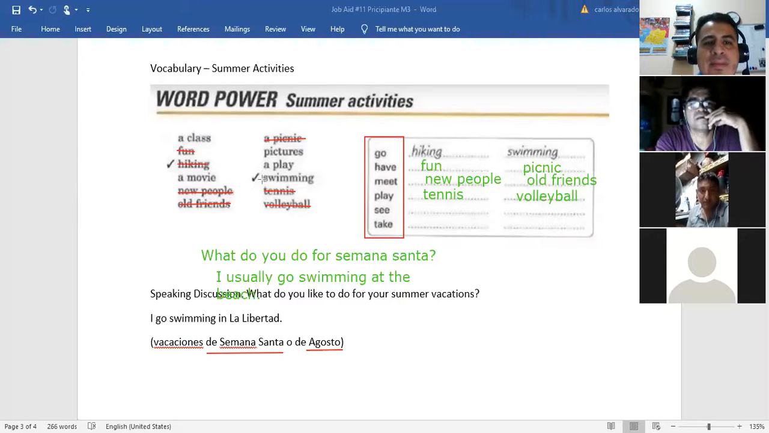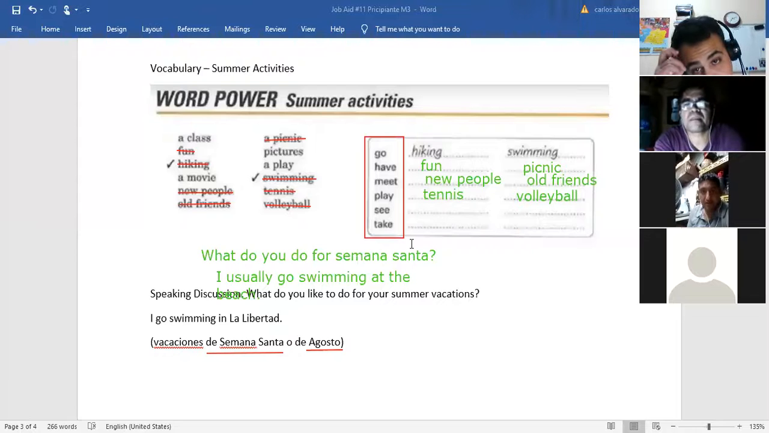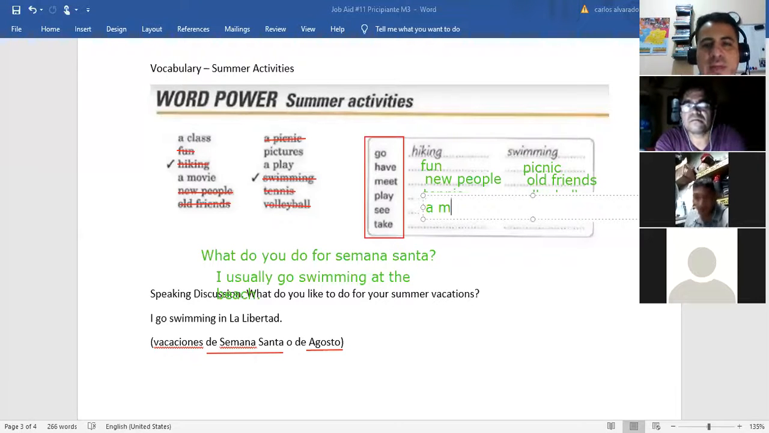Sí. Y entonces ese a play, que pongo a movie. Perdón, Dago. Sí, o sea, el a play que está acá arriba, ¿en qué momento lo voy a ocupar? Ah, ok, esa es la que va. A play es una obra de arte, es como un teatro. Ah, ok. Bien. So, see, what can we see? See a movie, right? And see a play.